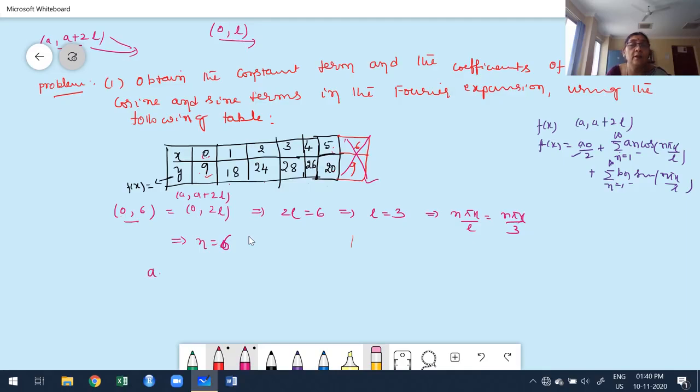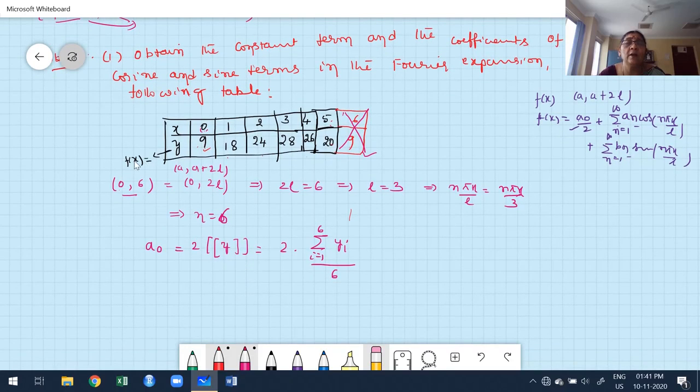What is my a naught formula? The a naught formula is twice the mean, or average, of f of x. What is f of x? It is y. It's nothing but the sum of the values for i ranging from 1 to 6, therefore n is equal to 6, of yi divided by the total values. What is the total number of values? 6. This is the formula for finding a naught.